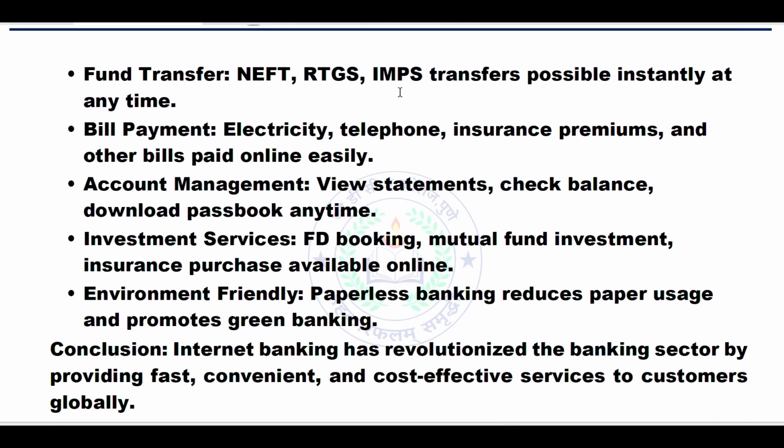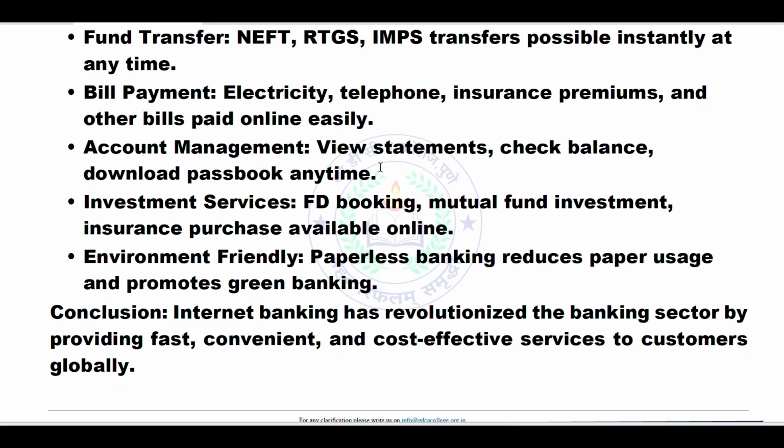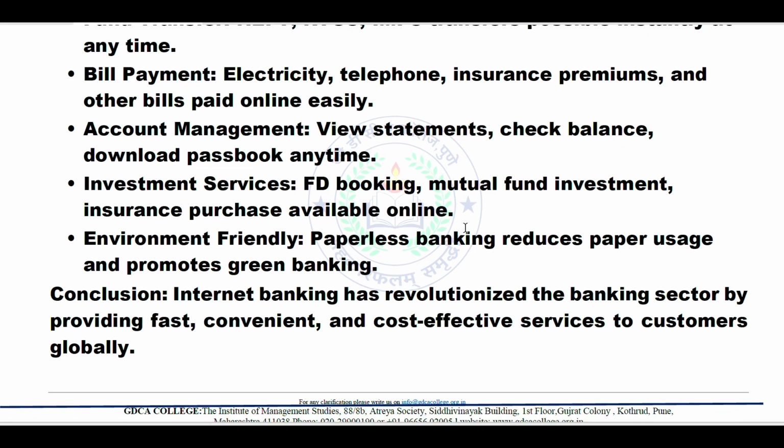Fund transfer, NEFT, RTGS, IMPS transfers possible instantly at any time. Bill payment, electricity, telephone, insurance premiums, and other bills paid online easily. Account management, view statements, check balance, download passbook at any time. Investment services, FD booking, mutual fund investments, insurance purchase available online as well. Environment friendly, paperless banking reduces paper use and promotes green banking.